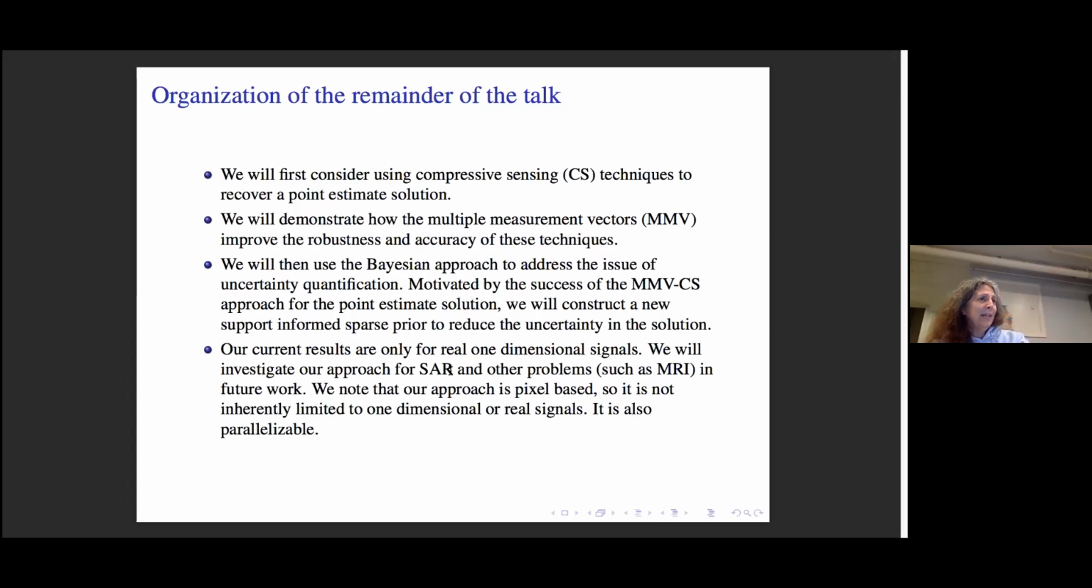And here's my caveat: for this last topic, the Bayesian approach, right now we've only considered real and one-dimensional signals. But we're working toward it. So if you don't see beautiful SAR images at the end, that's why.